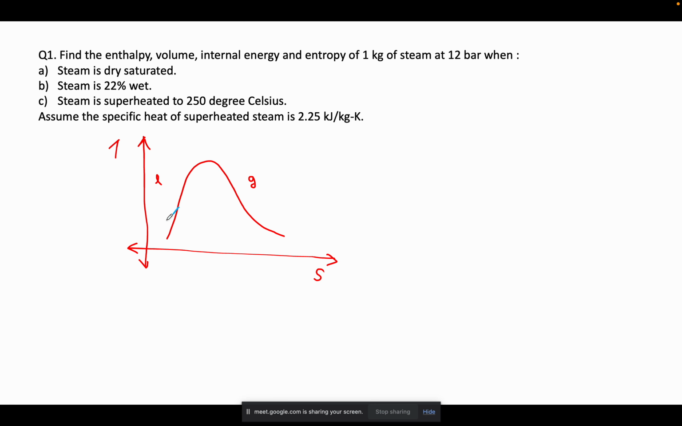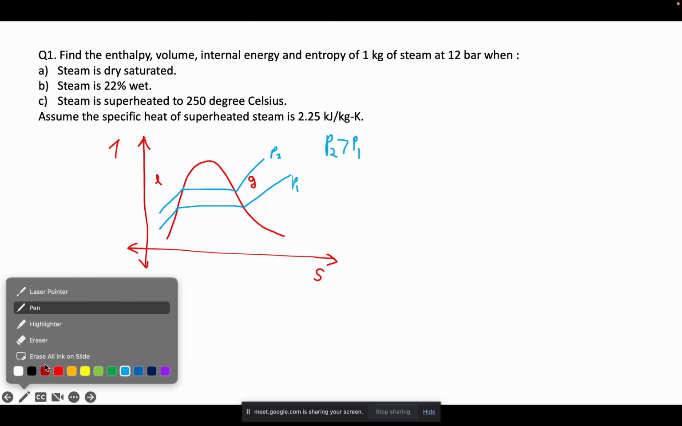Okay, so in here, if I am going to plot the constant pressure lines, they will basically look like this. Suppose this is P2 and this is P1, so P2 will be greater than P1. So this is the basic concept which we will be using to solve maximum number of questions in today's class. Okay, so now let us move to the question.